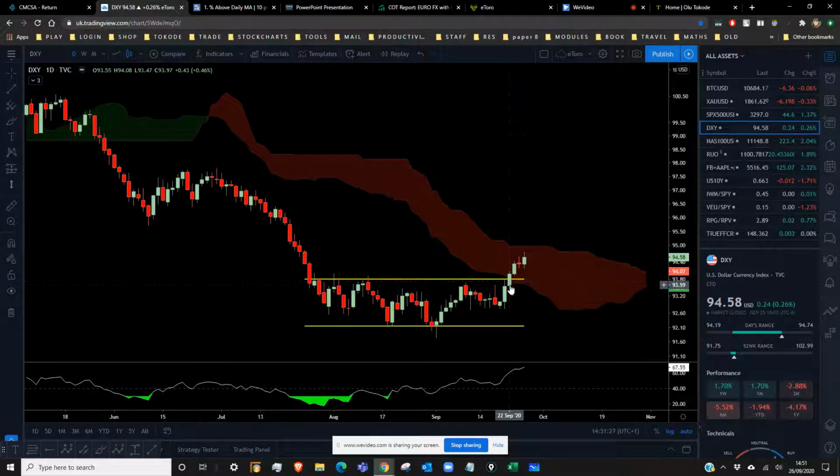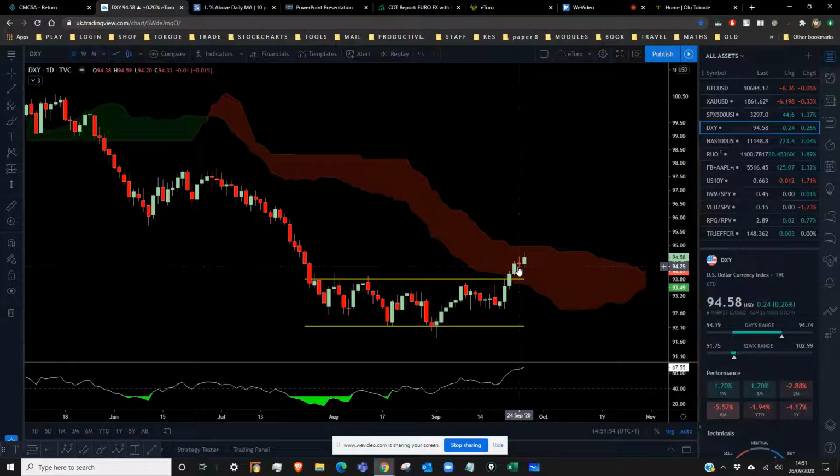Confirmation comes in the form of the next day's candle closing above the close of the breakout candle. So that is this candle. 23rd of September closed at 94.3, above 93.97, which is the breakout candle. So that's the confirmation. So that's number 2 on my checklist.